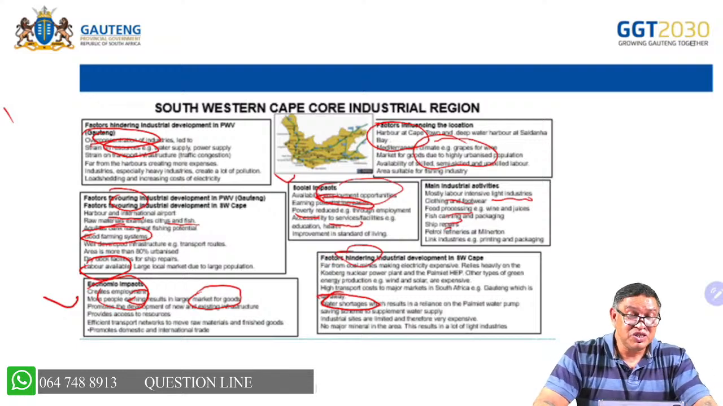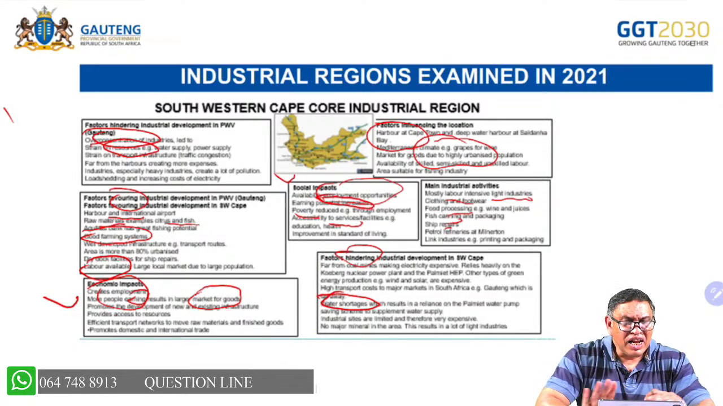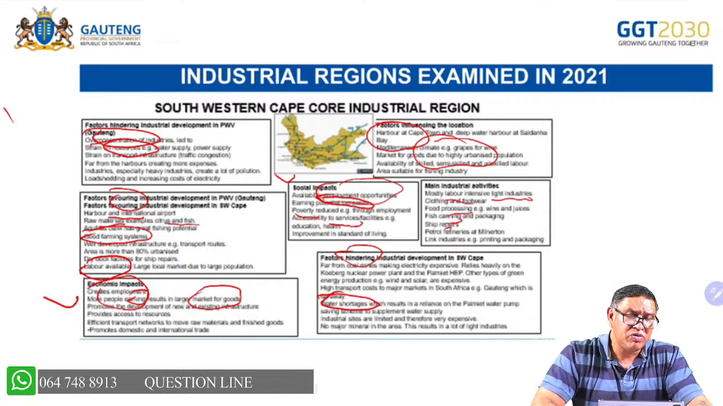I know you know this work, but I want to make sure we go over it. In a nutshell, these are the main things about the Southwestern Cape, the positive and the negative factors. Okay?